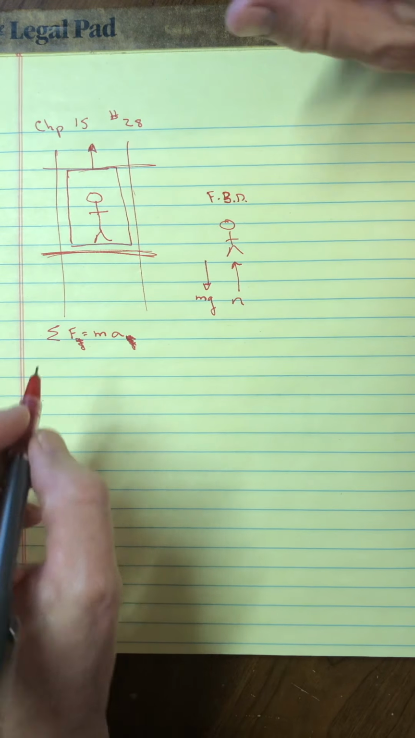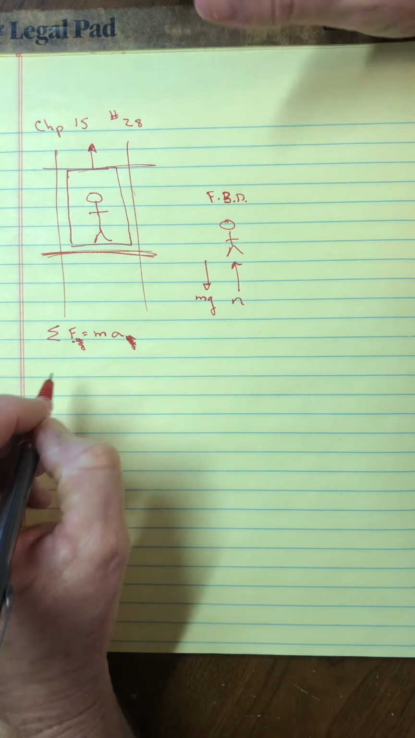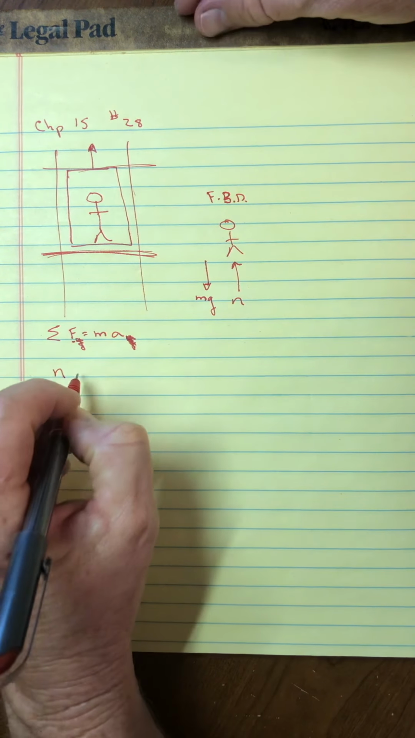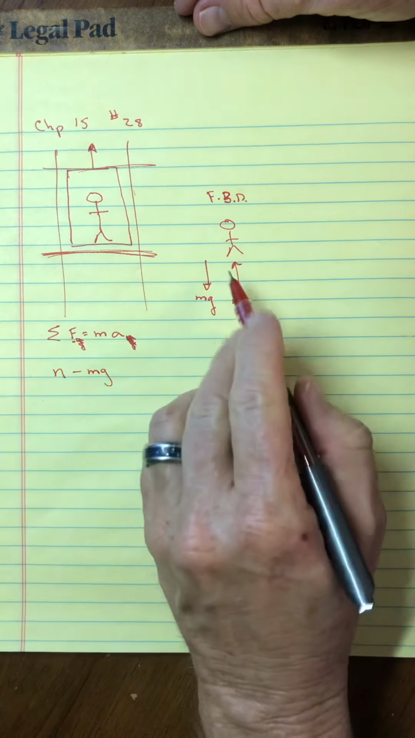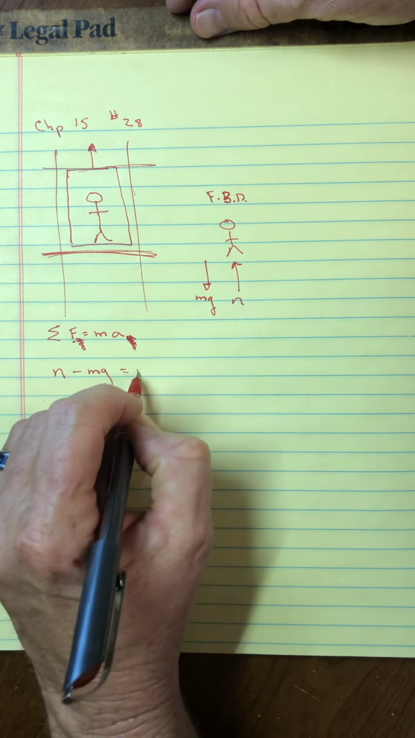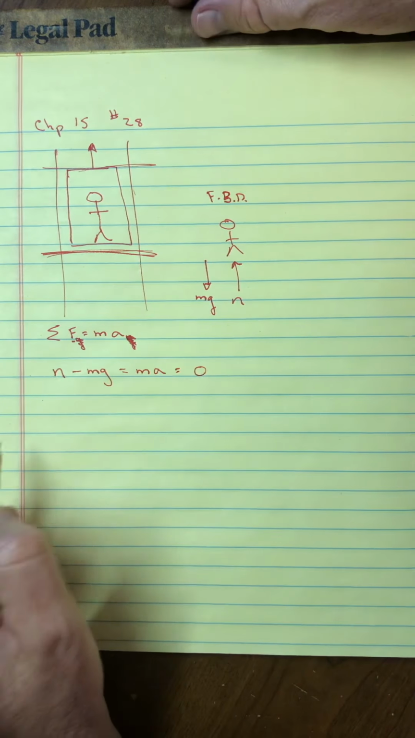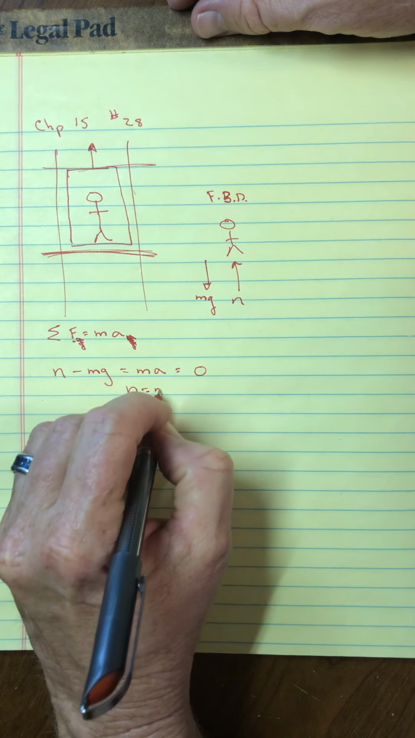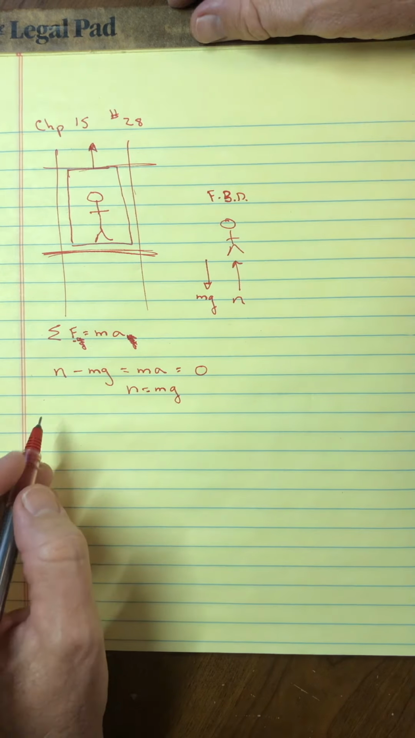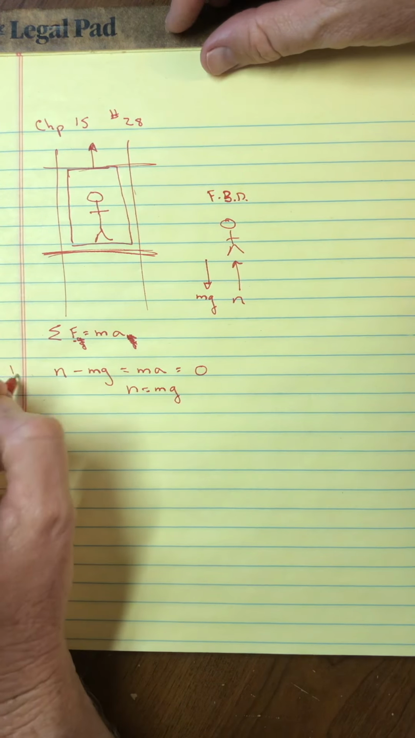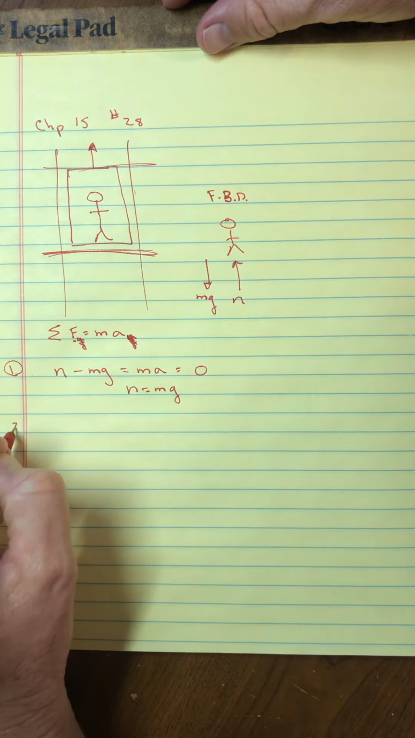Okay, so what would that mean if I added up all the forces? Okay, so up is the normal force, and down is mg. That's what I get from my free body diagram. And that has to equal ma. But now remember, you're just standing there, so acceleration would be 0. And so this says your normal force is mg. Okay, but I'll call that scenario 1. Let's look at scenario 2.